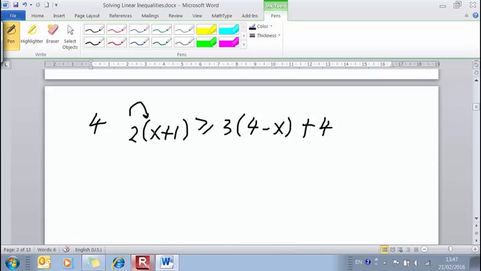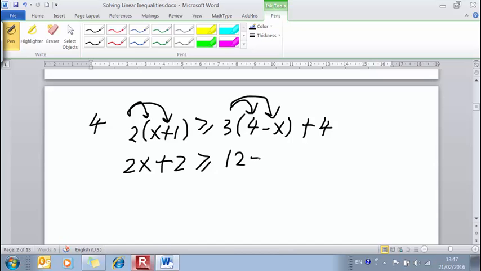Firstly, we multiply 2 to x. We have 2x. And we multiply 2 to 1, and we get 2. More than or equals to 3 multiplied to 4, we get 12. And then 3 multiplied to negative x. And lastly, we add the 4. Now, let us simplify the numbers on the right. 12 plus 4.